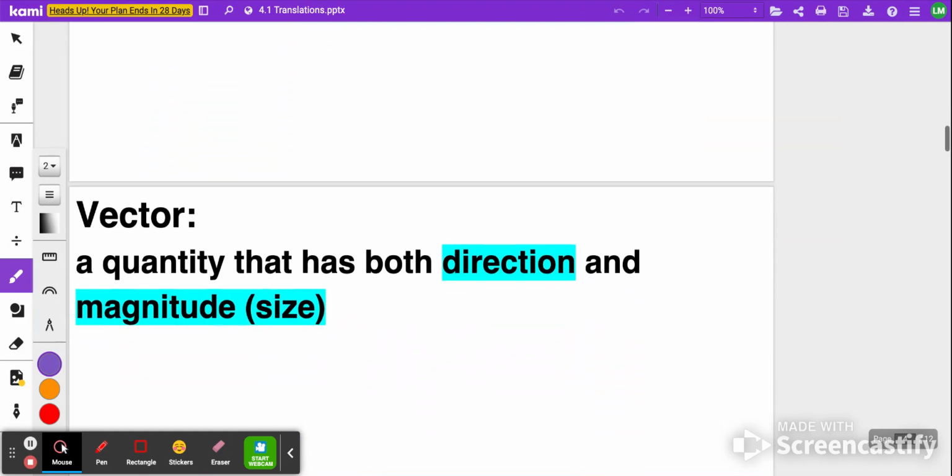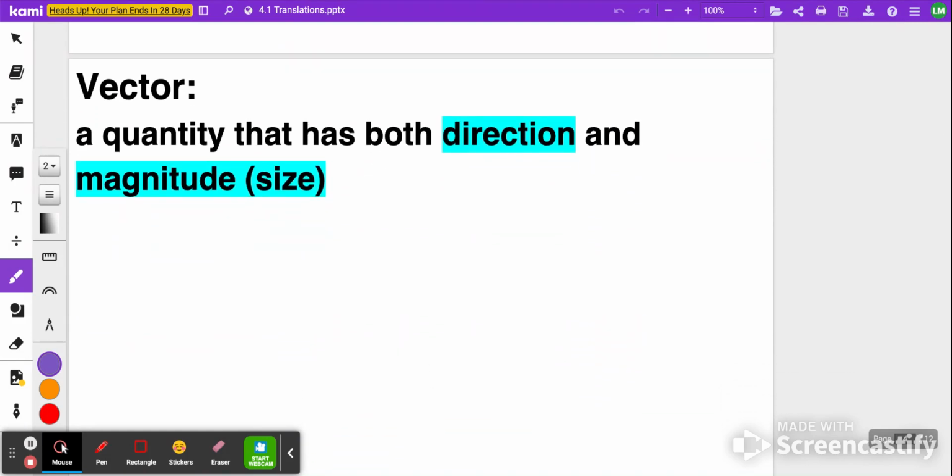The first thing we want to make sure we understand is what a vector is. A vector is a quantity that has both direction and magnitude, or size. And this is going to be how we understand the ways that we're transforming our figures. This is honestly what we're going to be using throughout our unit of transformations.